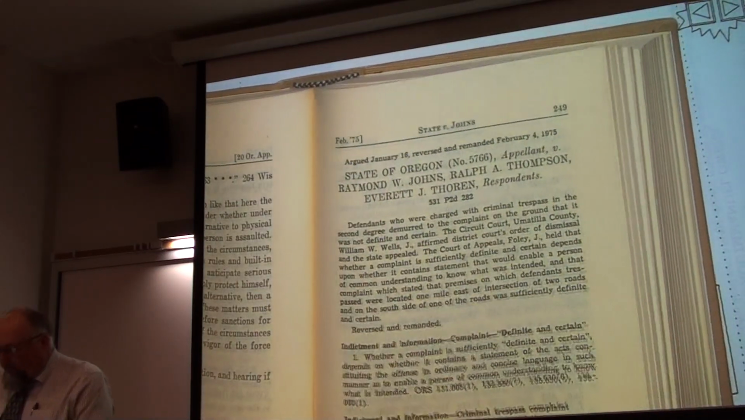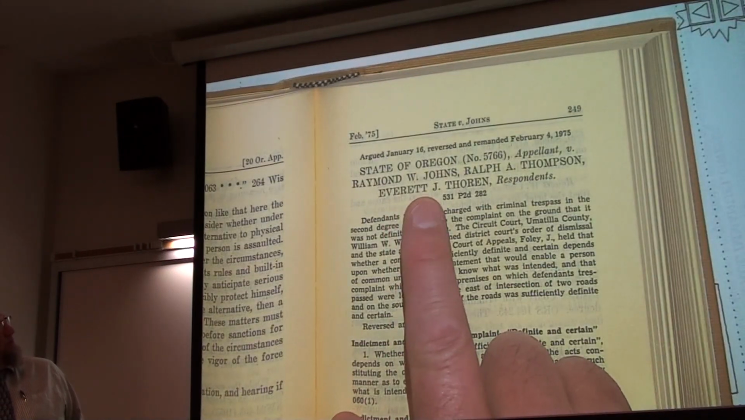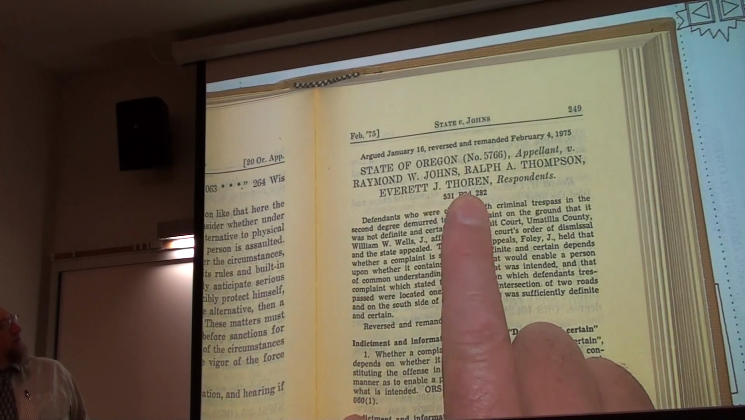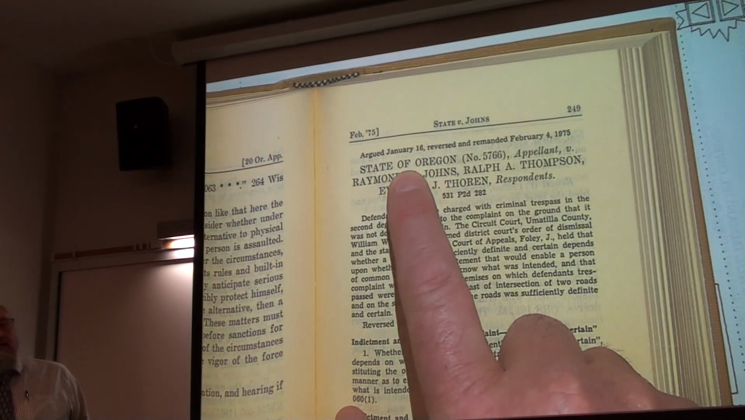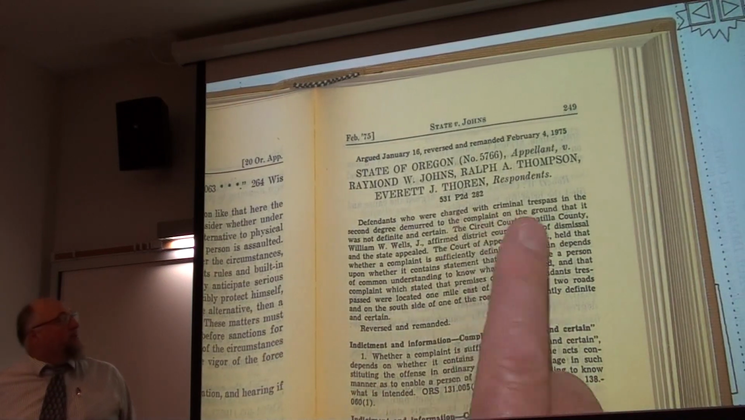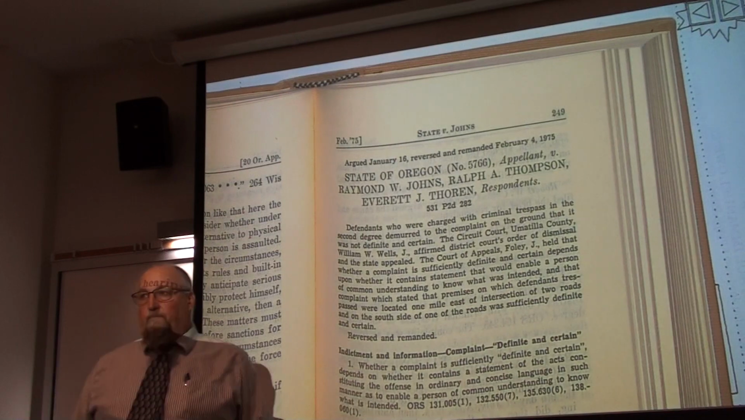So here we go. This is a criminal case. State of Oregon versus Raymond W. Johns, Ralph A. Thompson, and Everett J. Thorin. So the State of Oregon is bringing a criminal case, what is it, a criminal trespass, against these three people. All right, so that's the first thing.